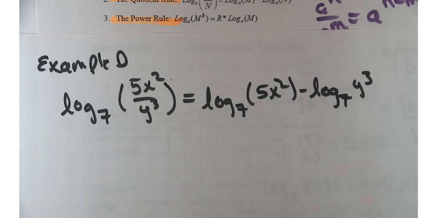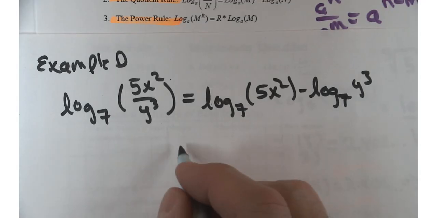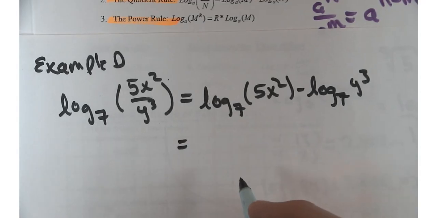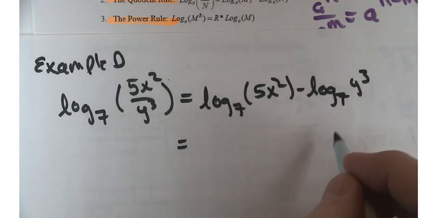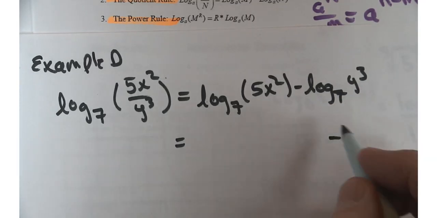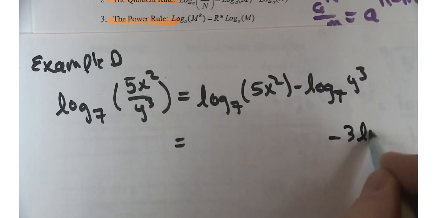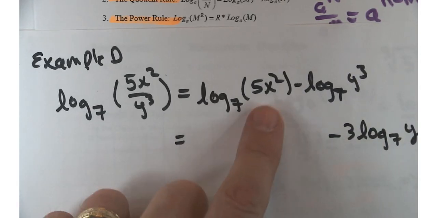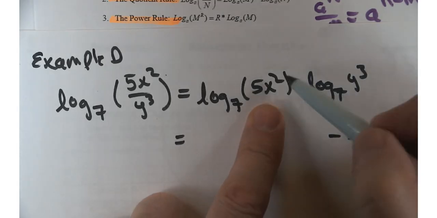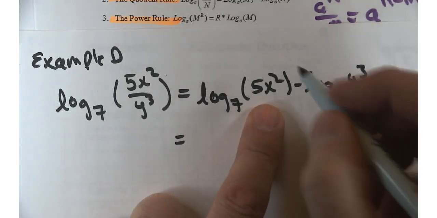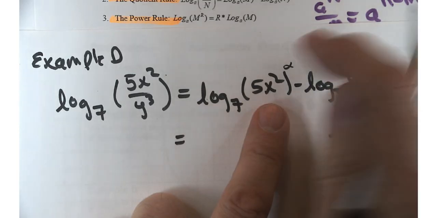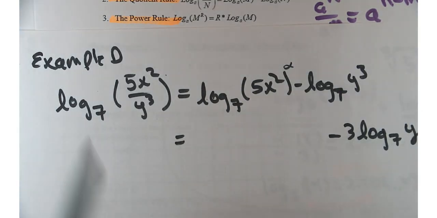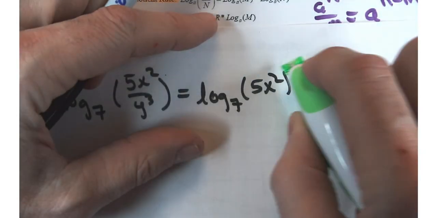Ryan, what can I do next? You bring the exponents down in front of the log? Yes, I can do that here. So I can use my power rule here. So it's going to be minus 3 log base 7 of y. I can't do it here because the 2 only applies to the x. If the 2 was on the outside of this over here, then I could do it, but that's not where it is. So yeah, I'm kind of out of luck on that one.